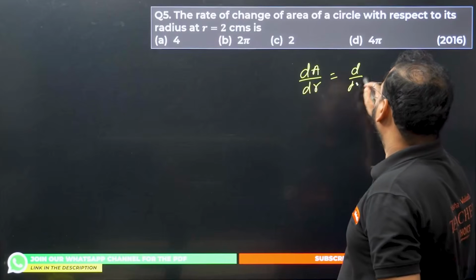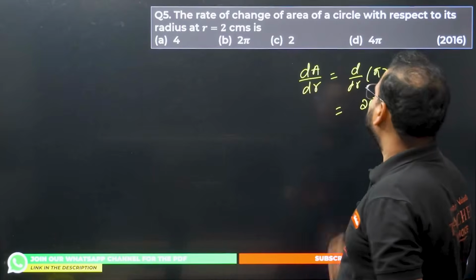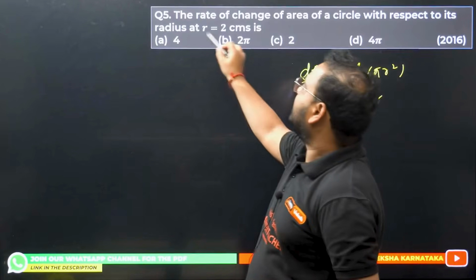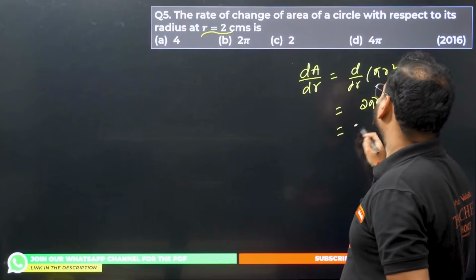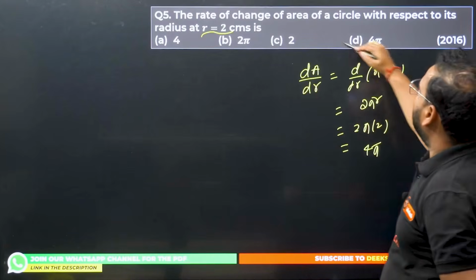Differentiate pi r square. You get 2 pi r actually. You'll get 2 pi r, and they're saying that radius is 2 centimeters. Right here, 2 into pi into 2, you'll have 4 pi. Answer is option D.